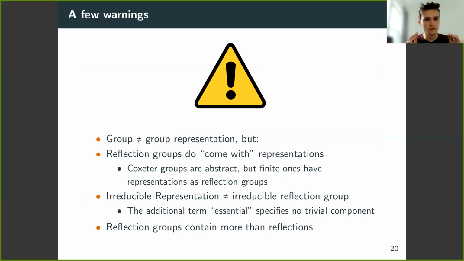So some warnings. In general, groups and group representations are not the same thing. But in our case, reflection groups are the representations. They're really subgroups of the orthogonal group. They're not abstract groups. Every reflection group's related abstract group is a Coxeter group, but not all Coxeter groups are reflection groups. And there's other things. I'm for some reason now regretting including all of these different things. There's a lot that's bothersome because they don't necessarily line up with the words you learn in representation theory. Like the term irreducible representation does not mean the same thing as irreducible reflection group. You need to use the word essential to say that there's no trivial component, stuff like that. And also reflection groups can have rotations in them. They just are generated by reflections.